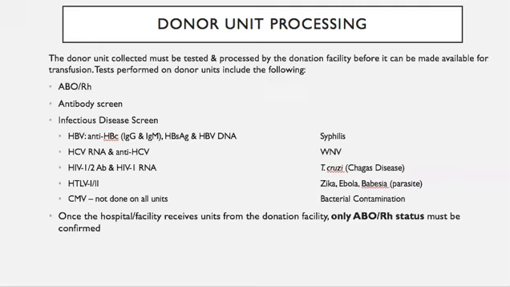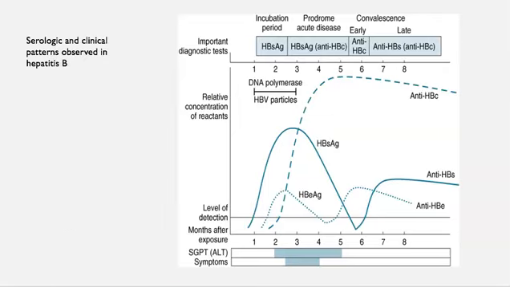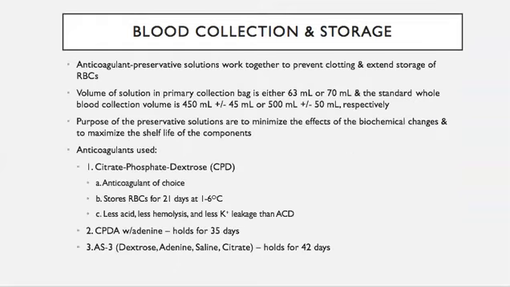And then once the hospital or the facility receives the units from the donation facility, the only thing that we have to do to retype or to retest once we've received those units is we do a confirmation on the ABO-RH status. So the donation facility, they're going to do all of this stuff up here. When we get the blood in from the donation facility, this is all we have to confirm, that ABO-RH. And I'll let you guys look through this chart also on the patterns observed in hepatitis B.